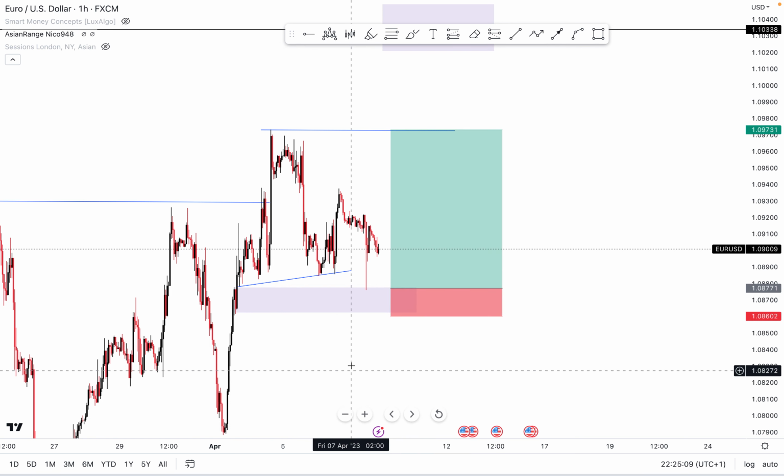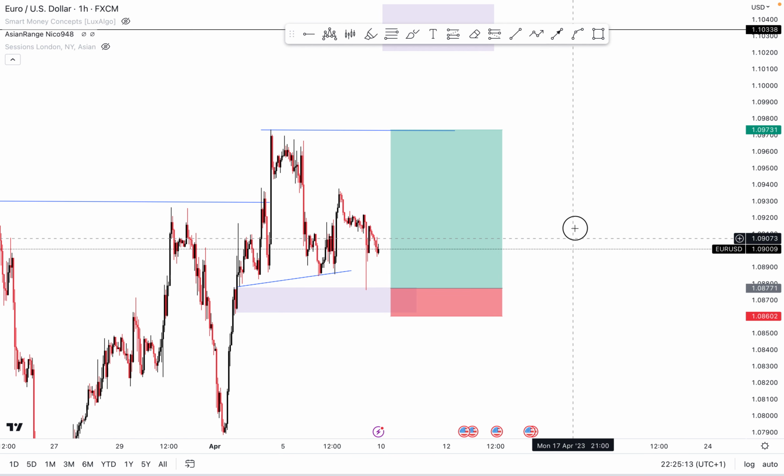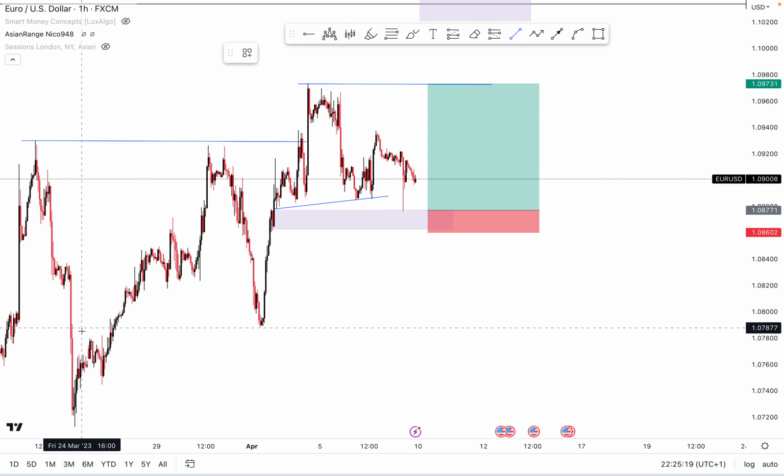Yeah, 15 pips. Targeting 96 pips. So because I have all my confluences aligned together, and I'm looking from here, what am I seeing here? The price pushed to the upside. So demand was in control.